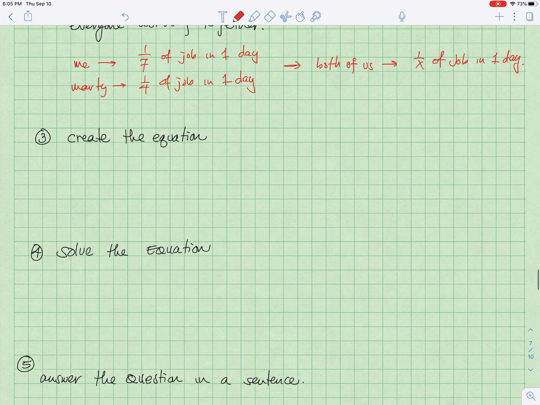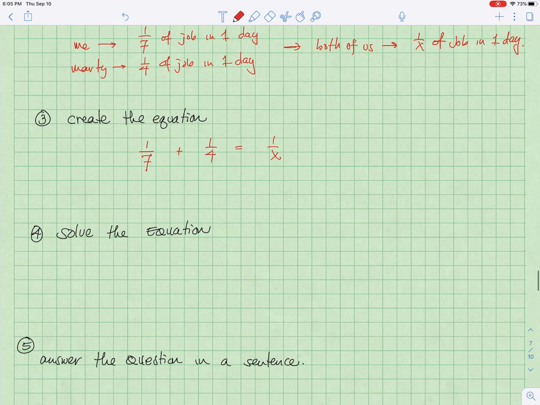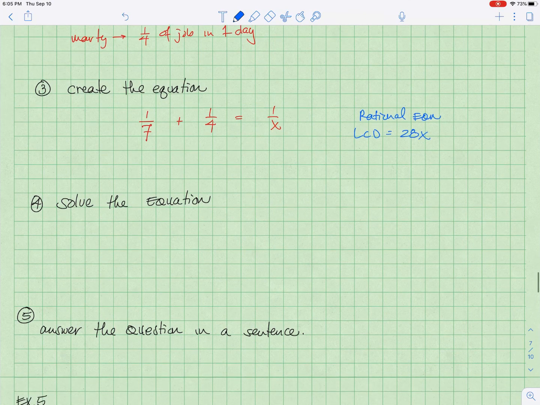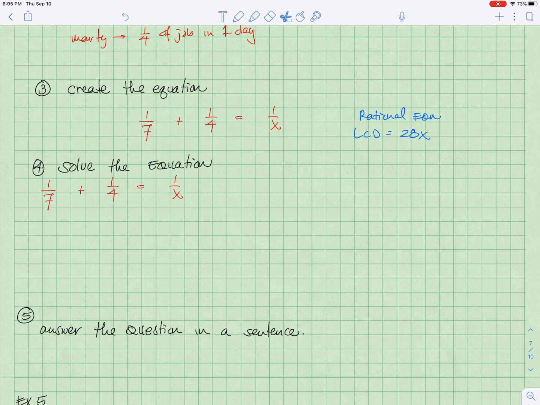So then we create the equation. 1/7 plus 1/4 is equal to 1/X. And we solve. In order to solve, this is a rational equation. The LCD here is going to be 28x. So we'll take this equation, we'll duplicate it, scooch this up just a little bit for some extra room, and we'll multiply through by the LCD.